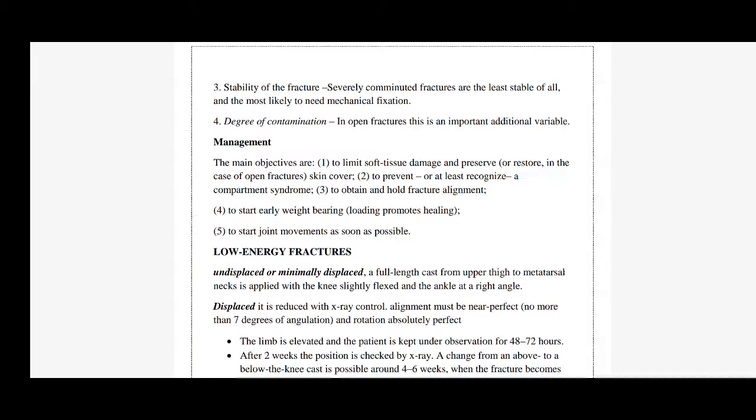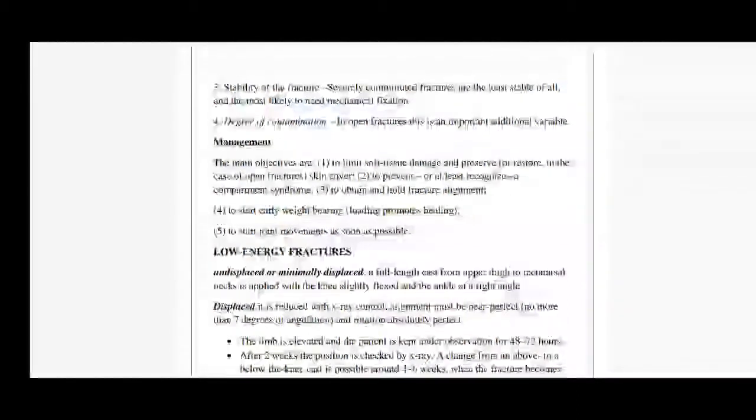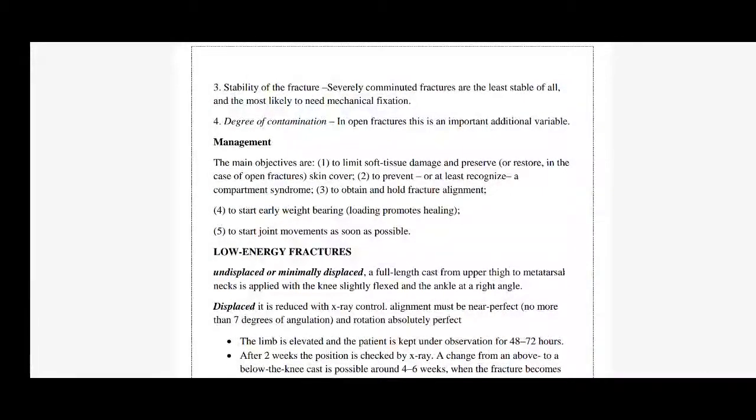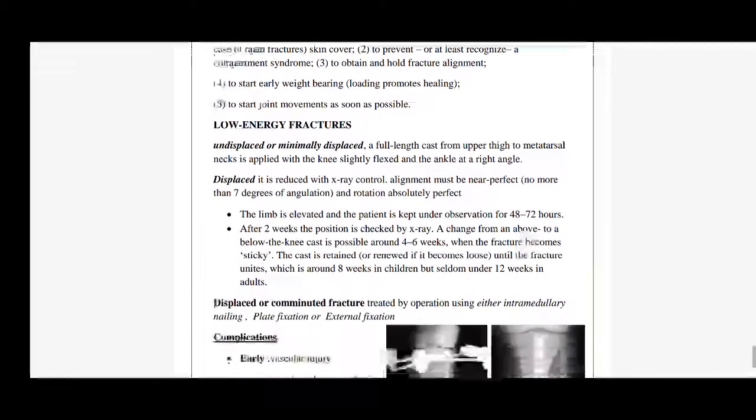The management: our objective in treating tibia and fibula fracture is, one, to limit the soft tissue damage and preserve or at least restore the skin cover, especially in compound fracture. Number two is to prevent or at least to recognize the compartment syndrome. As we know, it's a high risk for compartment syndrome, especially if both bones are fractured. Three is to obtain and hold fracture alignment. Return back to our principle: reduce, hold, and rehabilitate. Number four is to start weight bearing early and to start joint movement as soon as possible.